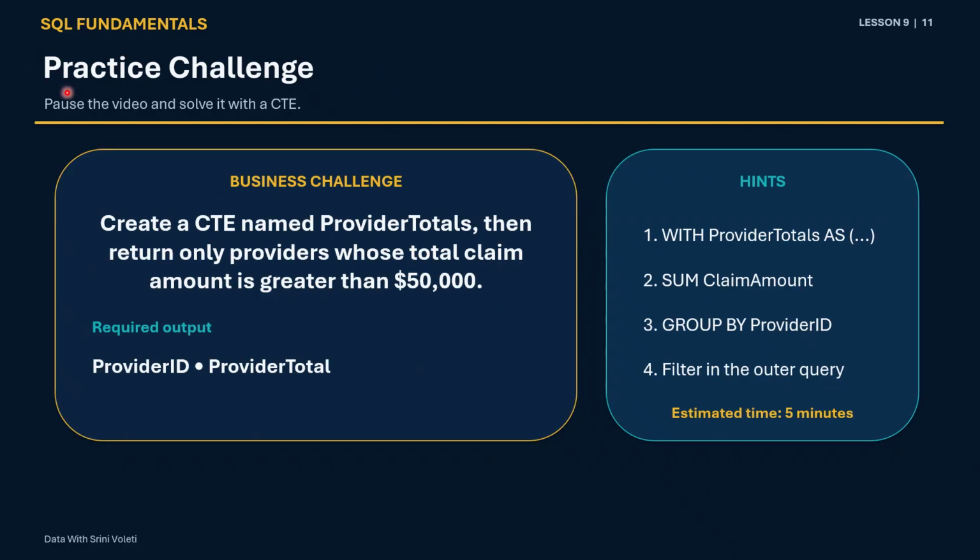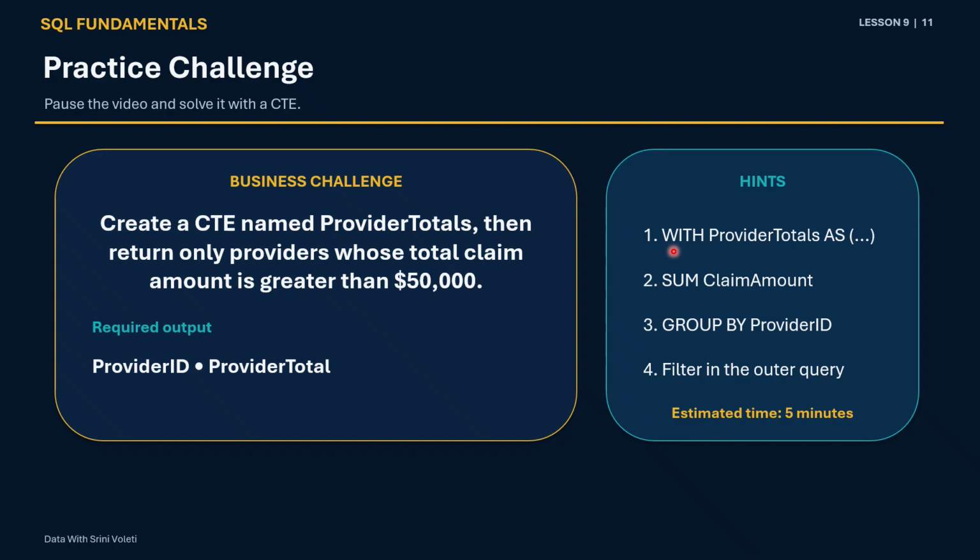Now it's your turn. The business request is: create a CTE named provider totals, then return only providers whose total claim amount is greater than $50,000. Required output: provider ID and provider total. Let us think through the problem without immediately writing the solution.